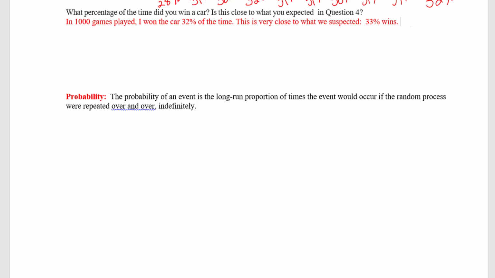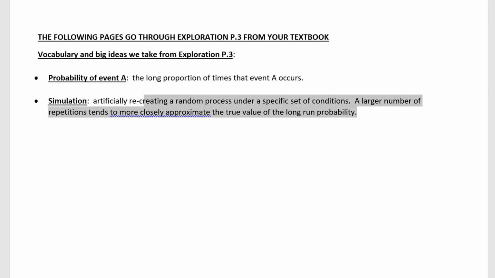Overall, then, what I am taking from this and what I want you guys to take from this: probability of an event is the long run proportion of times the event would occur if the random process were repeated over and over indefinitely. And I also want to note simulation. We conducted a simulation to help us arrive at an understanding of the probability. Simulation is artificially recreating a random process under a specific set of conditions. The larger number of repetitions tends to more closely approximate the true value of the long run probability.